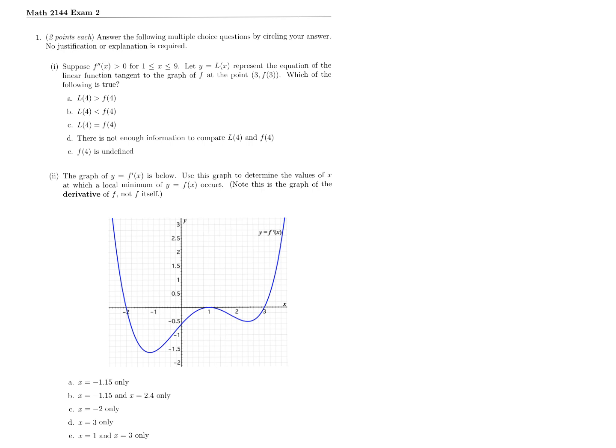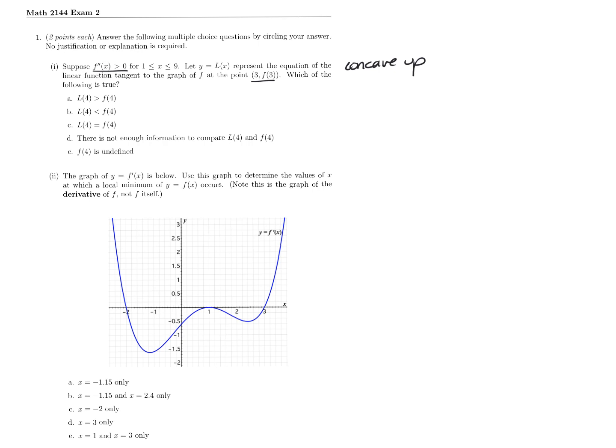So question 1, we have a few multiple choice questions. The first one, we know that the second derivative is greater than 0, so we know that it's going to be concave up within this interval from 1 to 9. Now we have y equals L of x, which represents the equation of the linear function tangent to the graph. So it's the equation of our tangent line at x equals 3. And we want to know which of the following is true.